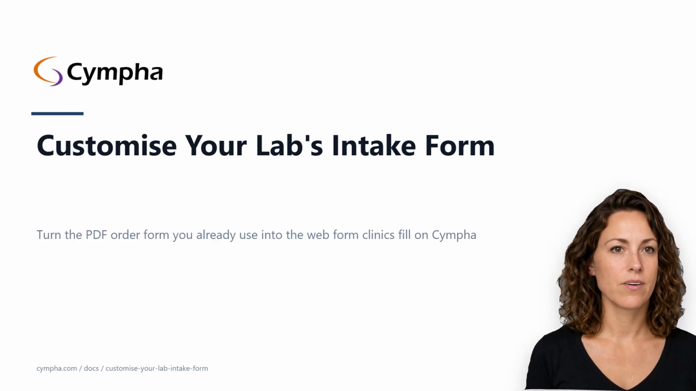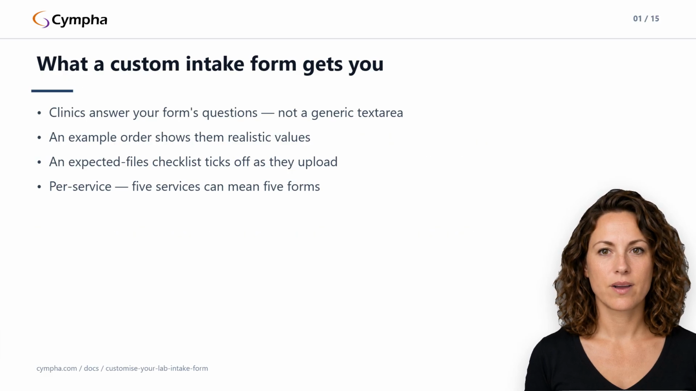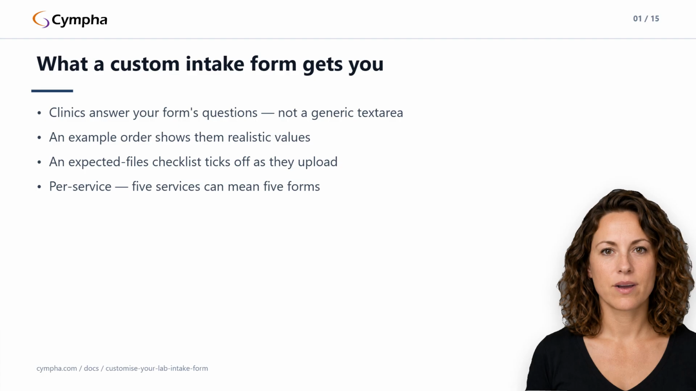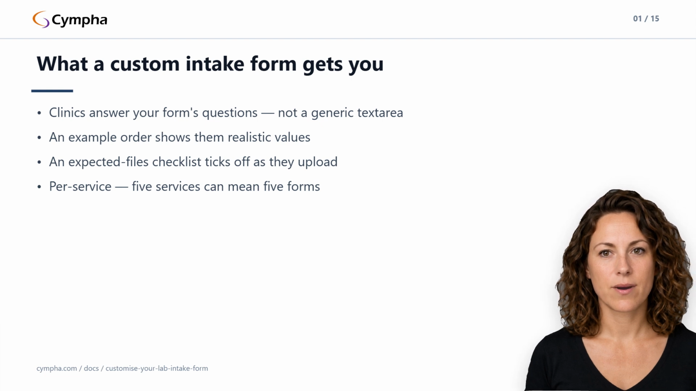When a service has no form attached, a clinician submitting a case just sees a general instructions field, a blank text area. Perfectly workable, but everything your paper form used to guarantee now depends on the doctor remembering to mention it. When you attach a custom form, 3 things replace that blank box: your form's actual questions, rendered as a structured web form, an example order showing what realistic filled-in values look like, and an expected files checklist that ticks off, row by row, as the clinician uploads matching files.